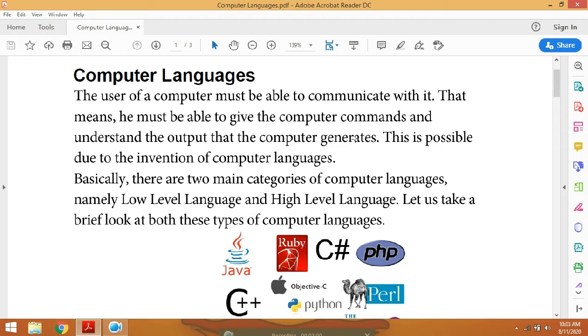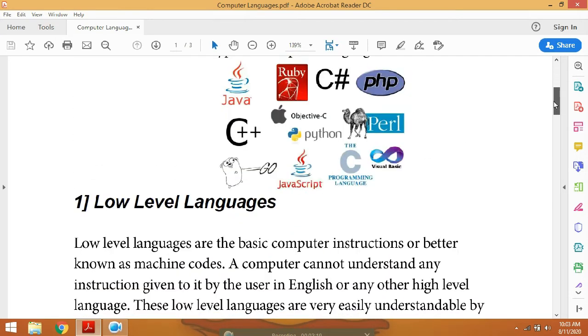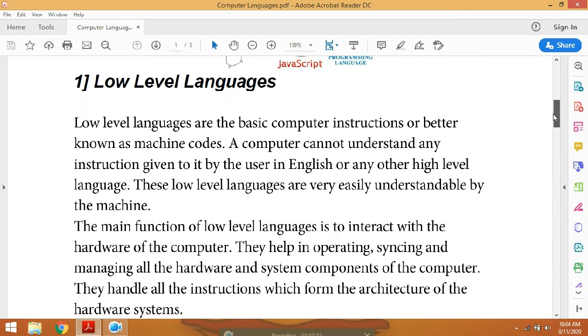For that we have to use different languages, and basically we categorize those languages into three categories. That is low level language, high level language, and middle level language. Now let's start with low level languages. The low level languages are the basic computer instructions, better known as machine codes.